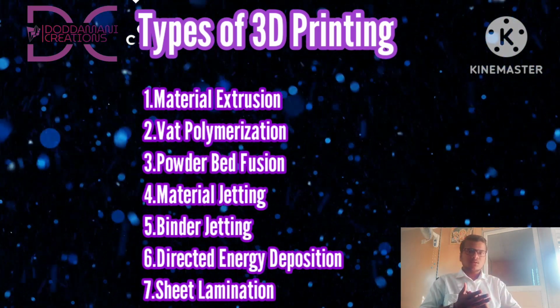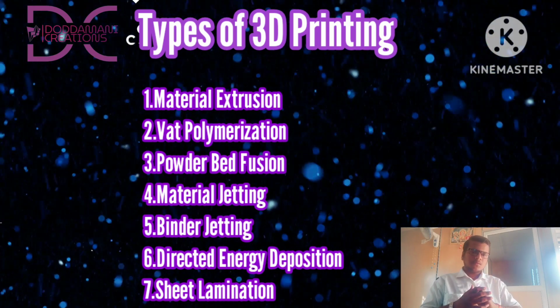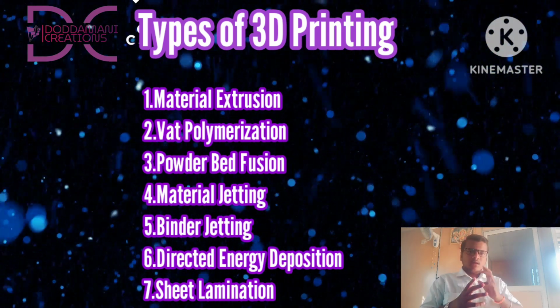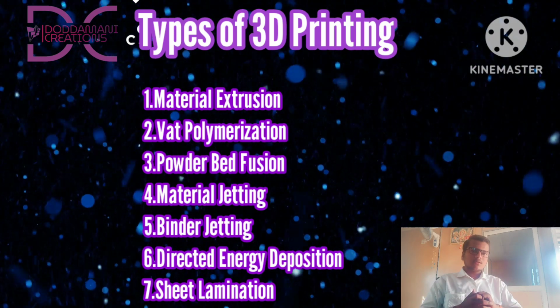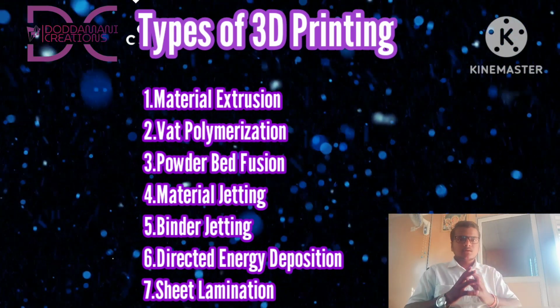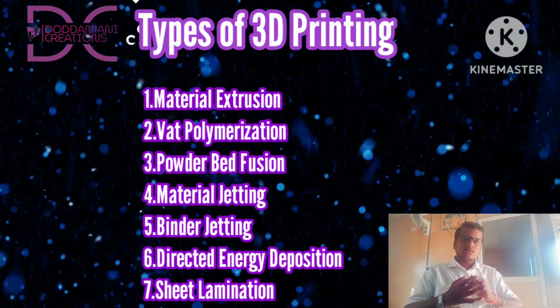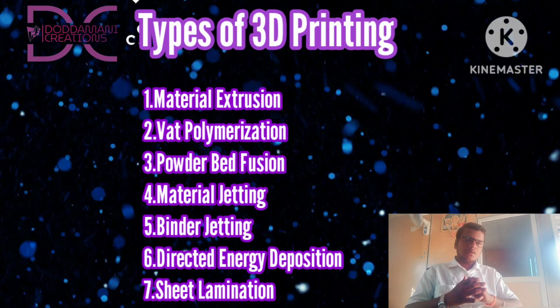The main types of 3D printing are divided into 7 types. The first one is material extrusion, second is vat polymerization, third is powder bed fusion, fourth is material jetting, fifth is binder jetting, sixth is directed energy deposition, seventh is sheet lamination.